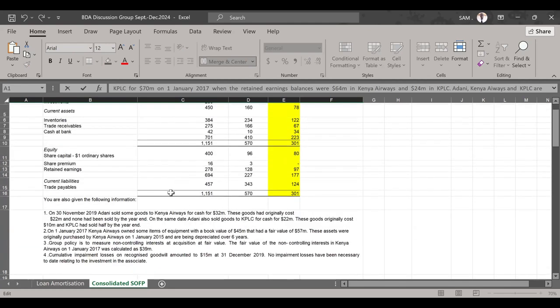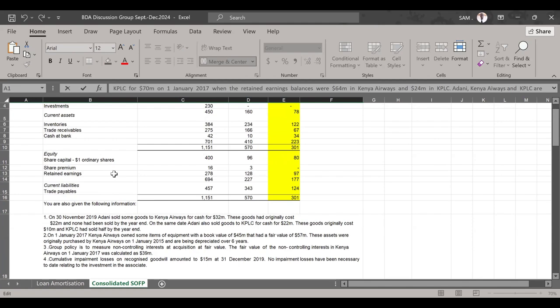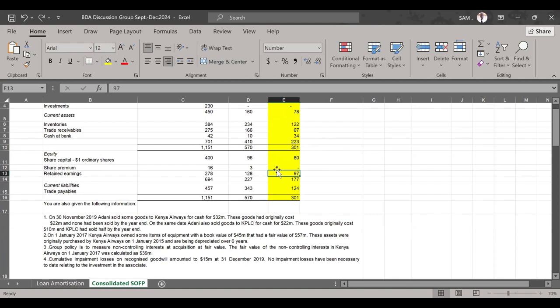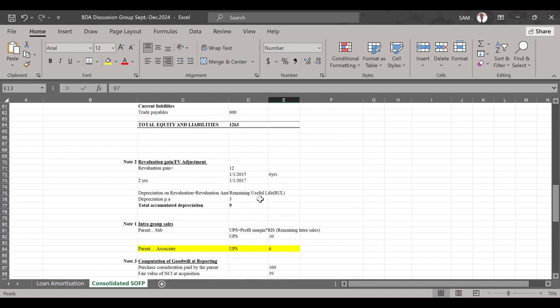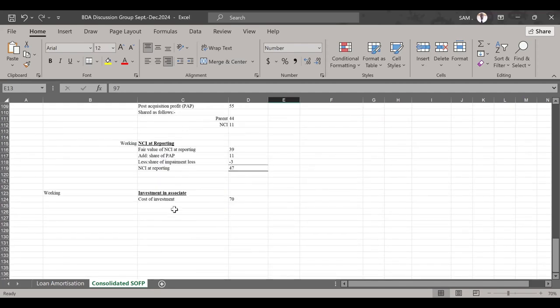But at the end of the year, at the end of the financial period, at the date of reporting, the retained earnings had grown to 97. What has happened? There is an increase in their retained earnings. Increase in retained earnings is because of profit. So they made some profit. That's how we are getting that growth, and that one adds on to the value of the investment in associate.